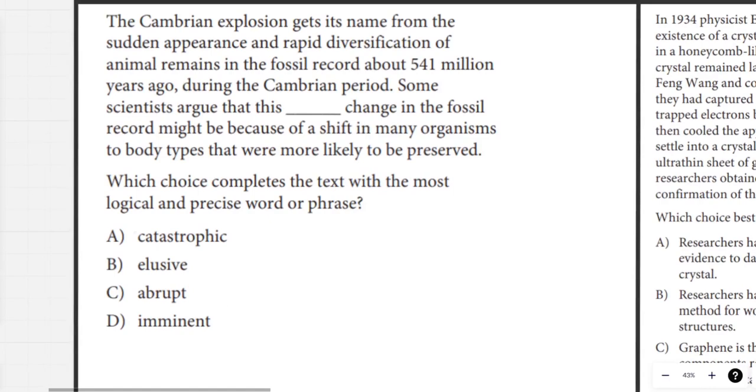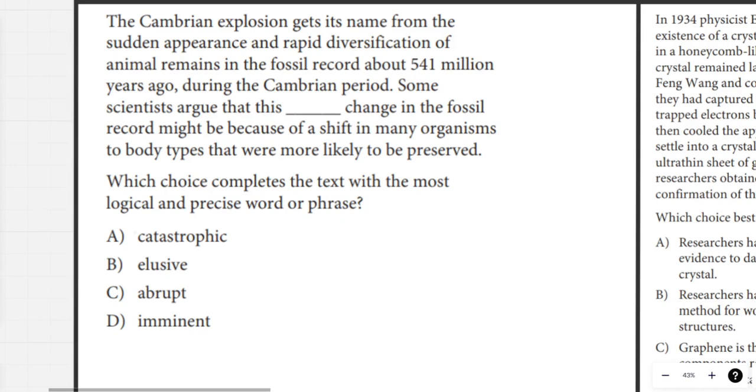All right, a few more questions here for you guys. This one's a reading question. It says the Cambrian explosion gets its name from the sudden appearance and rapid diversification of animal remains in the fossil record about 541 million years ago during the Cambrian period.